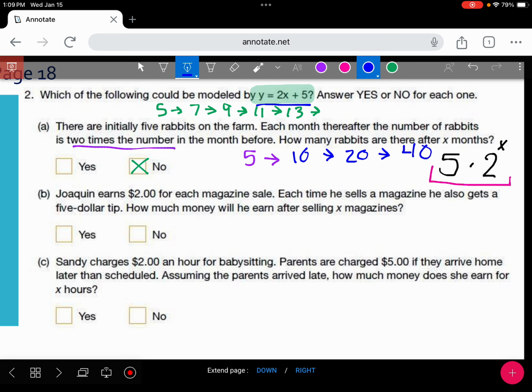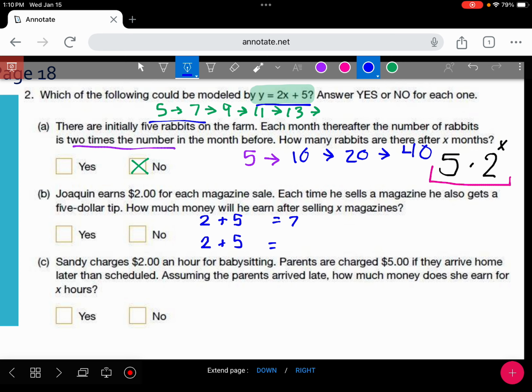Good debate. So if he sells no magazines, he gets no money. We see that. If he sells 1 magazine, he gets $2 for the magazine and his $5 tip. If he sells 2 magazines, he'd get another $2 for that magazine and another $5 tip. So he would have 7 here. So far, that's looking okay.